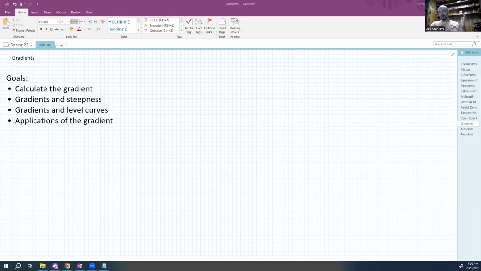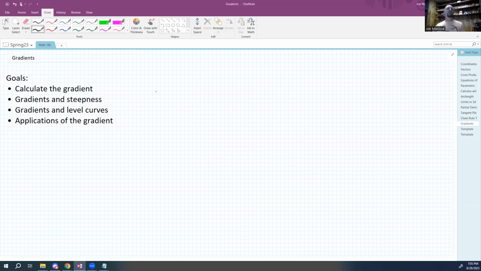So first we're going to define it, then we're going to learn to calculate it, then we're going to talk about an interpretation of gradients that has to do with steepness. Then we'll talk about how gradients and level curves interact. And then finally, we'll do a little application of the gradient. I promise it sounds like a lot of stuff. It's not really so bad.